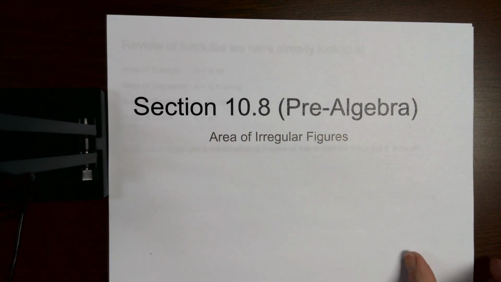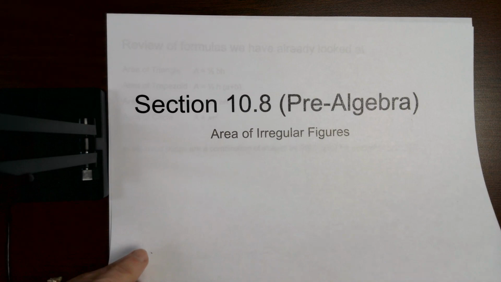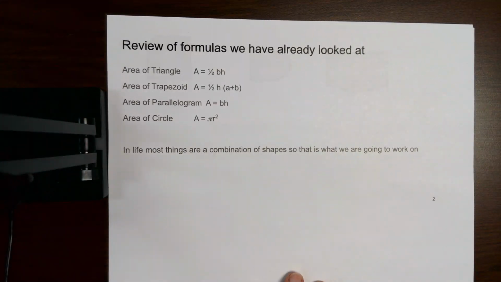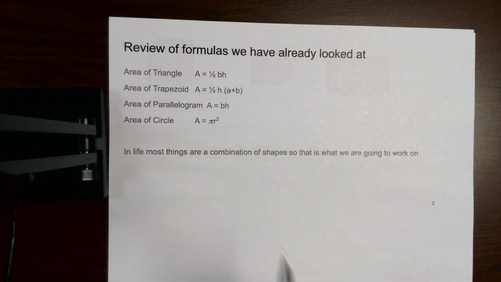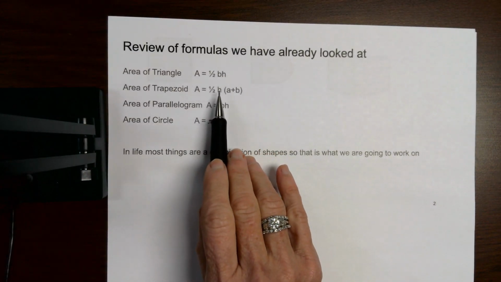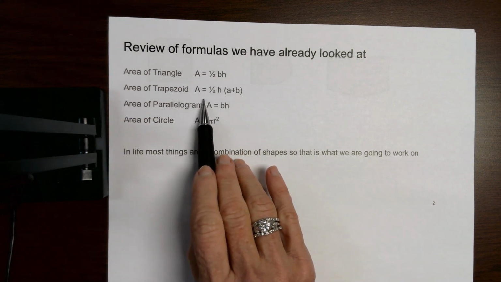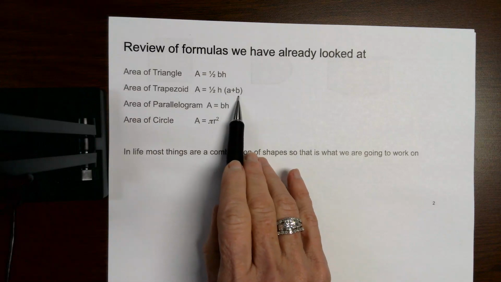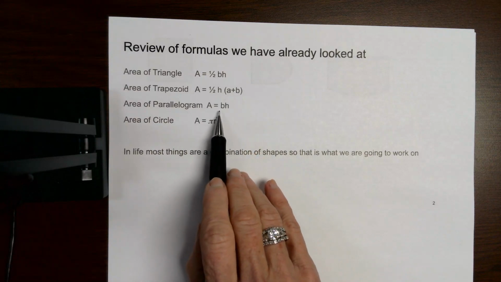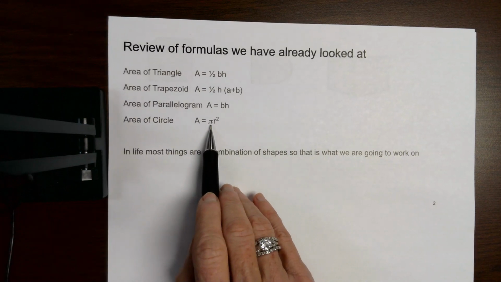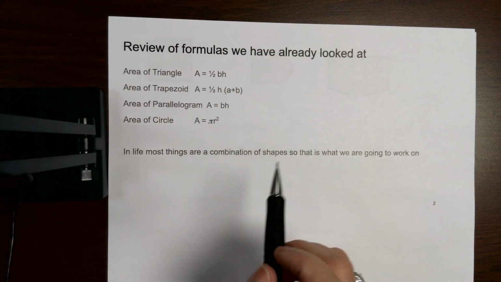Section 10.8 has to do with areas of irregular figures. We have already discussed several formulas for this chapter. The area of a triangle is 1/2 the base times the height. The area of a trapezoid is 1/2 the height times the sum of the two bases. The area of a parallelogram is base times height. And the area of a circle is pi times r squared.